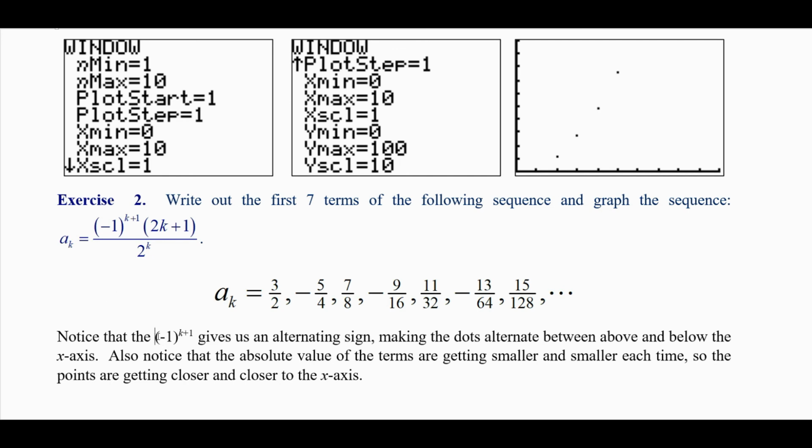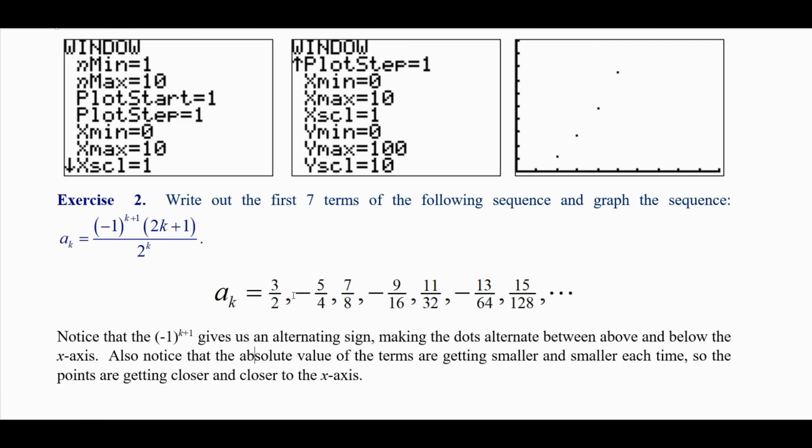So a lot of things we're going to do in calculus, this doing (-1)^(k+1) or (-1)^k gives us an alternating sign. (-1)^(k+1) is going to start with a positive and then go negative. So it'll be positive, negative, positive, negative. Whereas if you just had (-1)^k, it would be negative first, then positive, negative, positive, negative, positive.